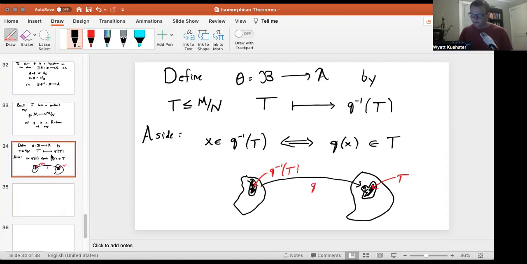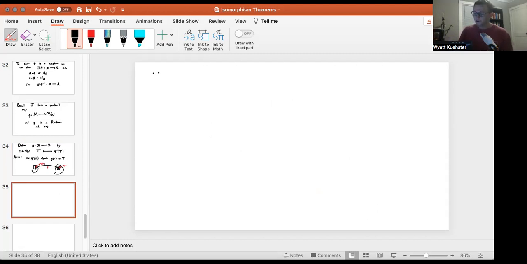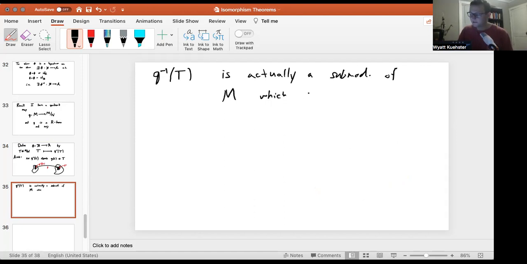But this map, what do I need to check first? I need to check that this map even makes sense. It should go from B to A. So if I take some submodule of M mod N, I need to get in the image of this map a submodule of M that contains N. So I need to show that in fact the pre-image of T is actually a submodule of M, which contains N.